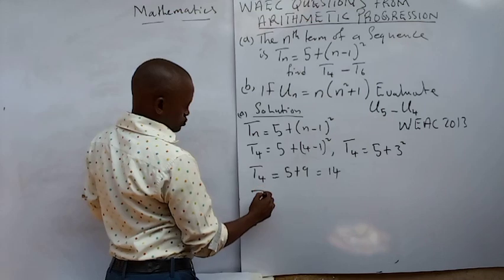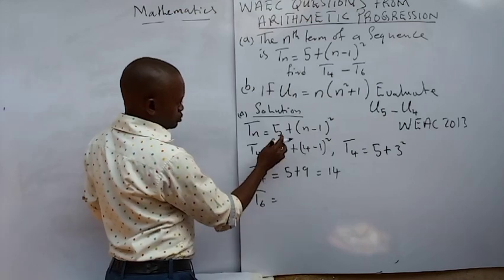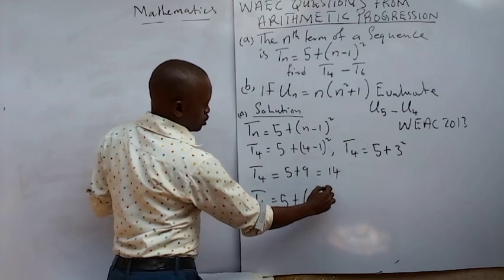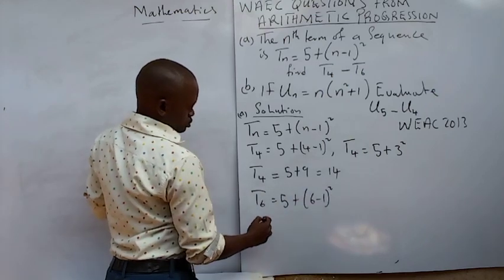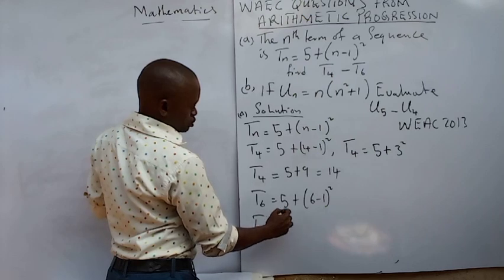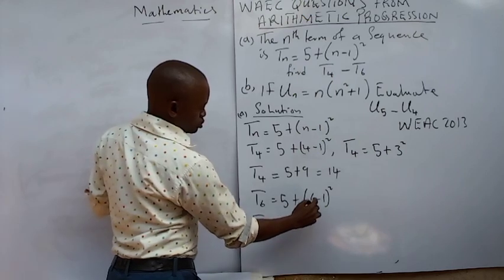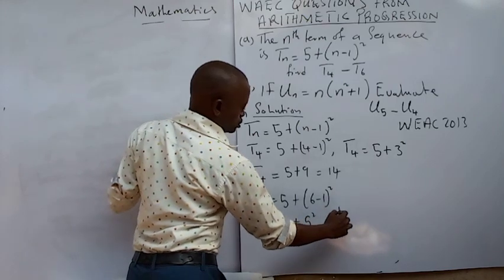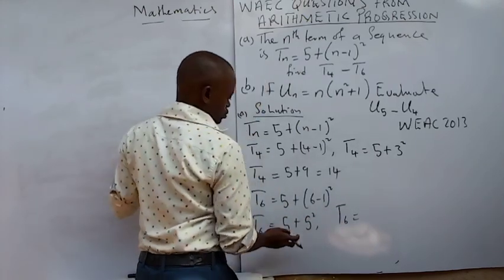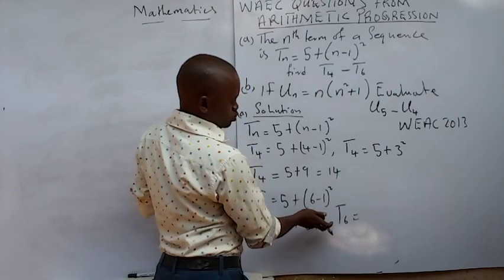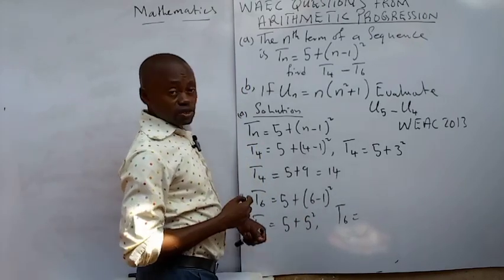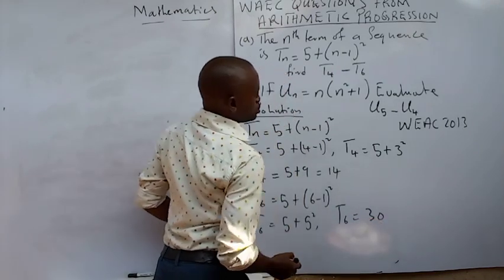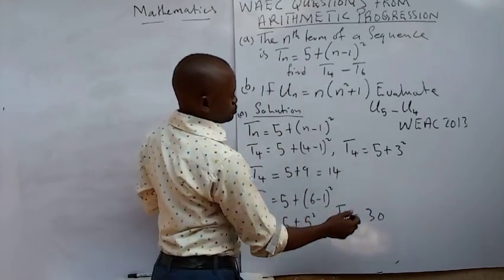T6 will be 5 plus (6 minus 1) squared. T6 is equals to 5 plus 5 raised to power 2. That means that T6 is equals to 5 plus 5 squared, which is 25 plus 5, that's 30. So T6 is 30.